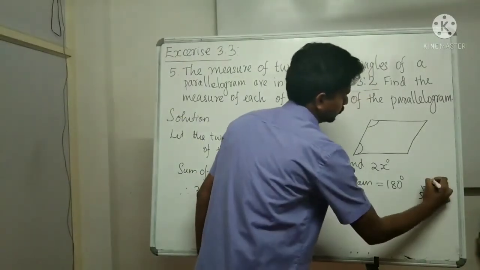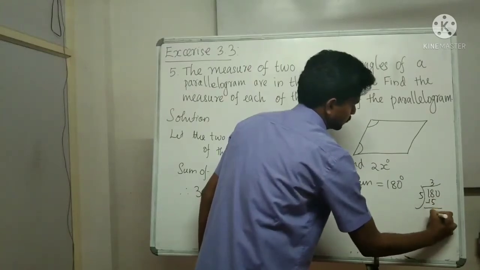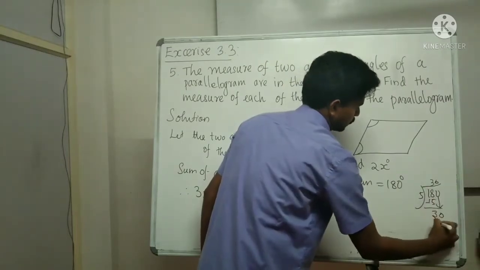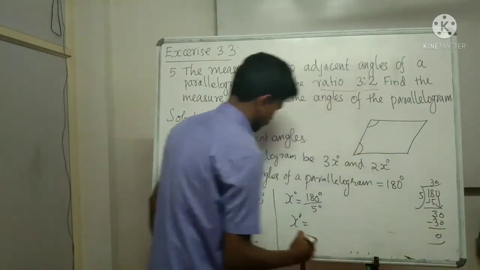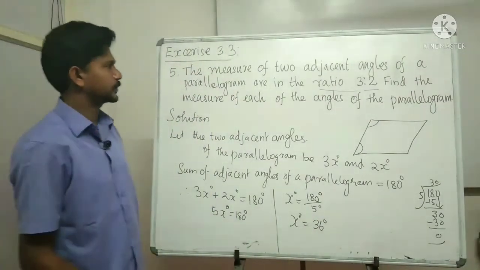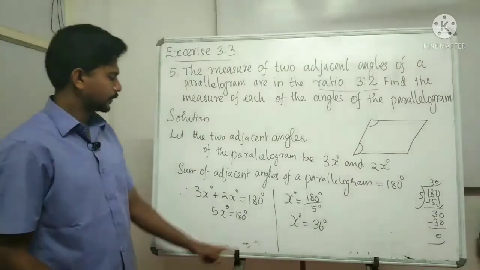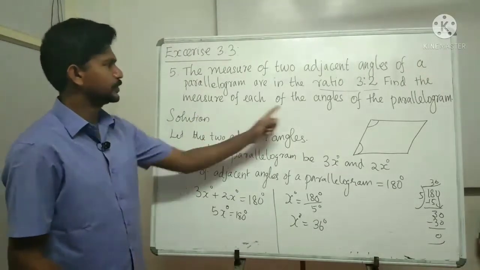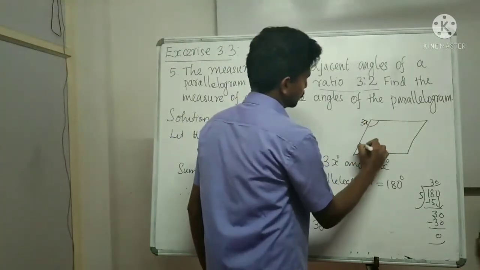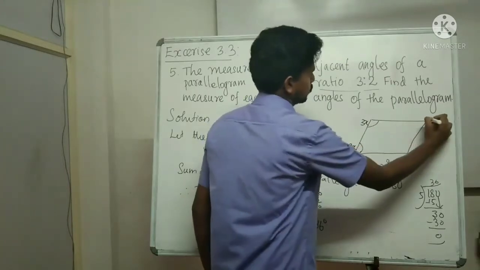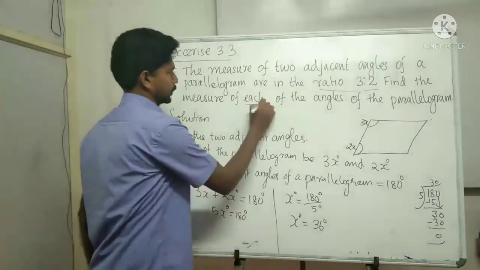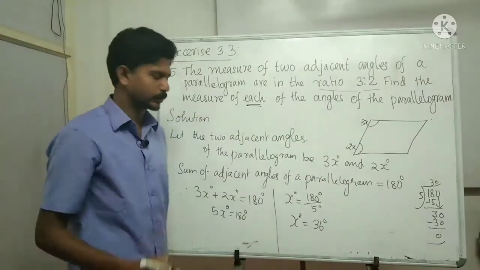Dividing 180 by 5: 3 fives are 15, subtract, we get 3, then 6 fives are 30, so 36 is our answer. So the x value is 36. From this we can find each of the angle measures. For example, if this is 3x, this angle is 2x, the opposite is also 2x, and this is also 3x. Each means there are 4 angles, so we should find all 4 angles.